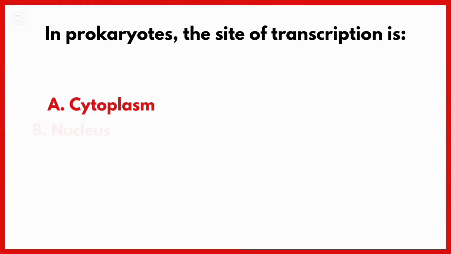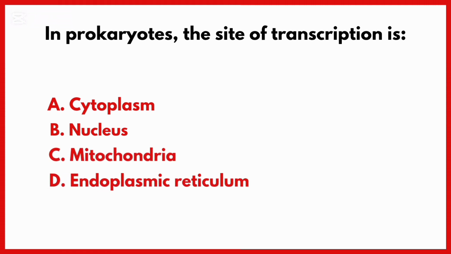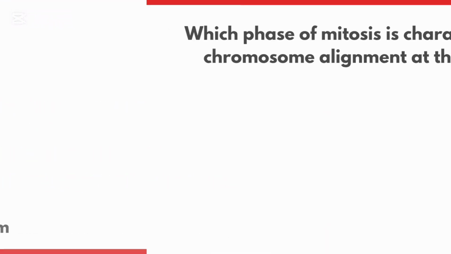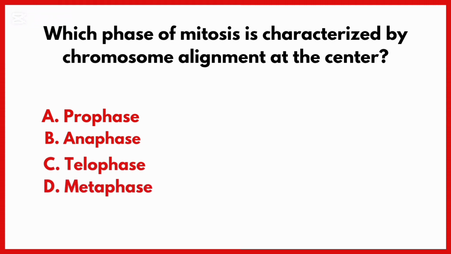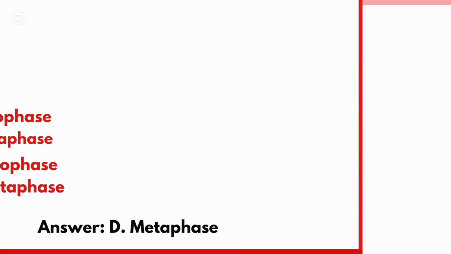In prokaryotes, the site of transcription is. Correct answer is option A, cytoplasm. Which phase of mitosis is characterized by chromosome alignment at the center? Correct answer is option D, metaphase.